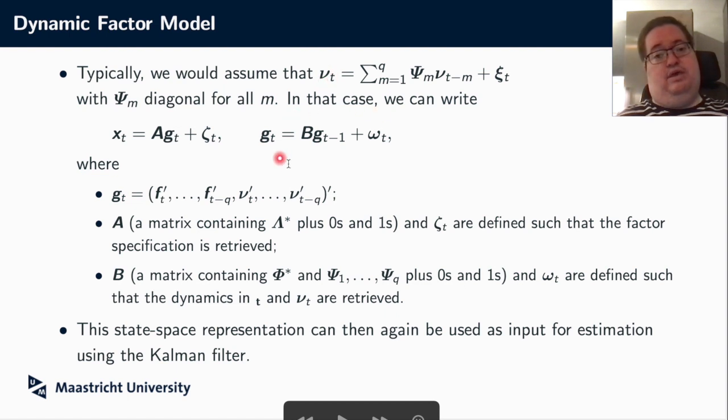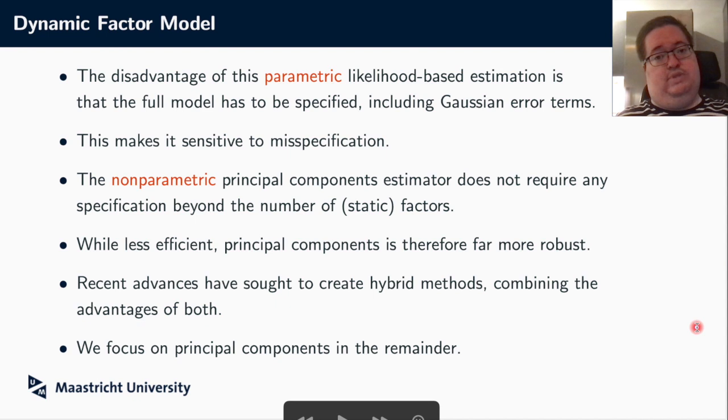And we also have the dynamic equation, which explains how the unobserved variable G_t evolves. And it has a matrix B, which is now a combination of the dynamic structure in the factors and the dynamic structure in the idiosyncratic components. And this again is something that we can estimate by maximum likelihood very efficiently. So it makes sense to consider this model, but of course there are also disadvantages. And the major disadvantage is that you have to specify the full model correctly, including Gaussian error terms.